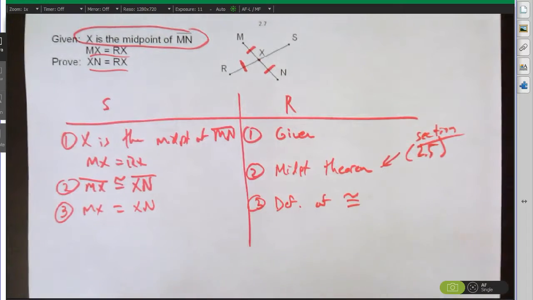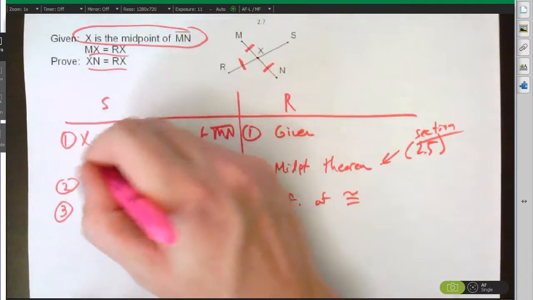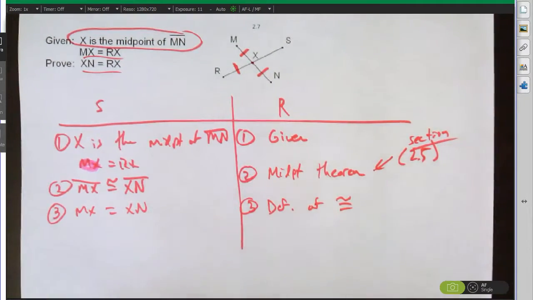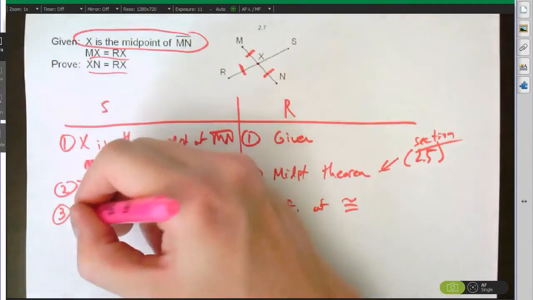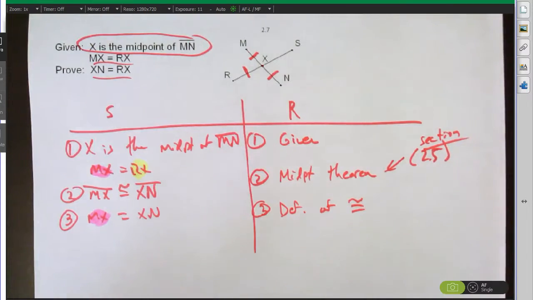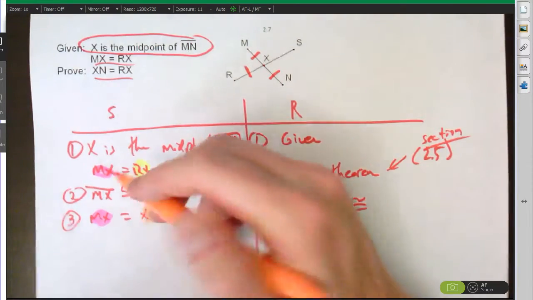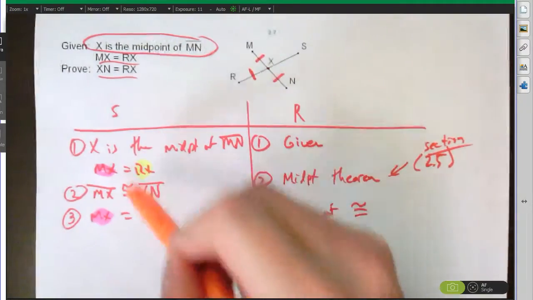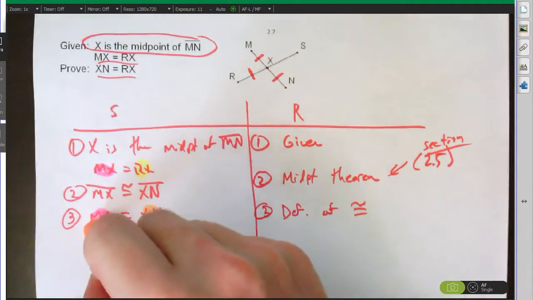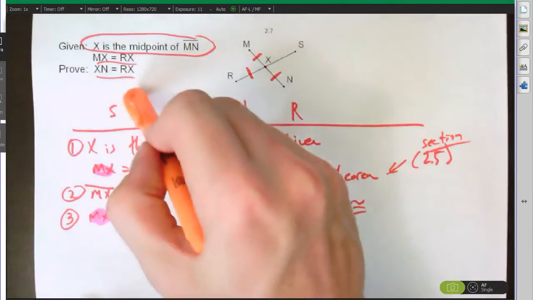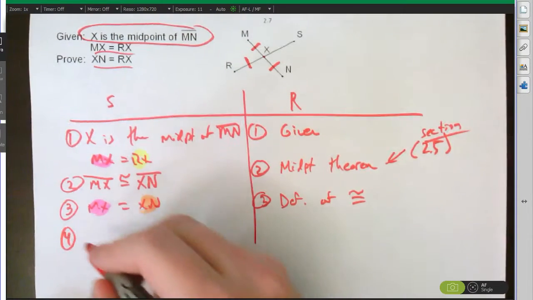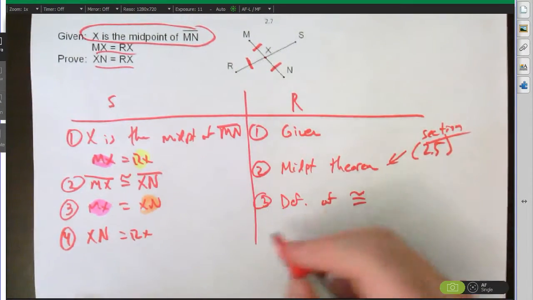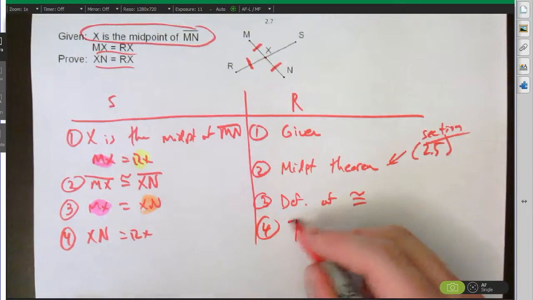And the reason is, if I go back now, I know that MX is equal to RX, and that MX is equal to XN. So if two things are equal to the same thing, they have to be equal to each other, which is what we're trying to prove. XN equals RX. So we're done. And that's the transitive property.